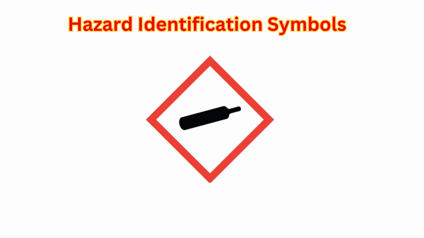Gas cylinder symbol indicates that the substance is a compressed gas under pressure. Implication: handle gas cylinders carefully to prevent leaks or ruptures. Store and transport them securely.